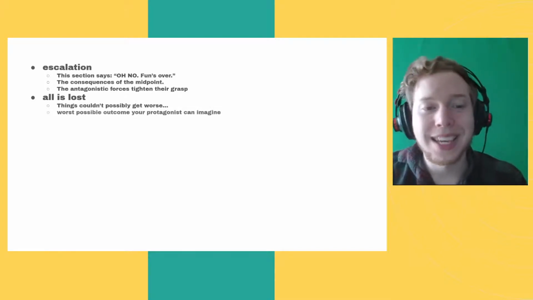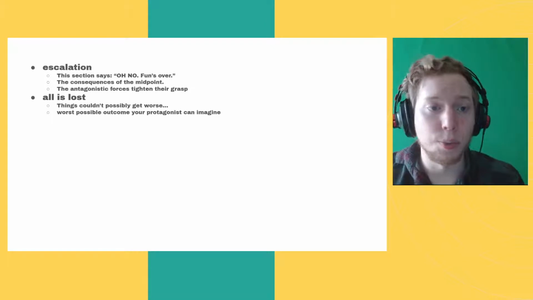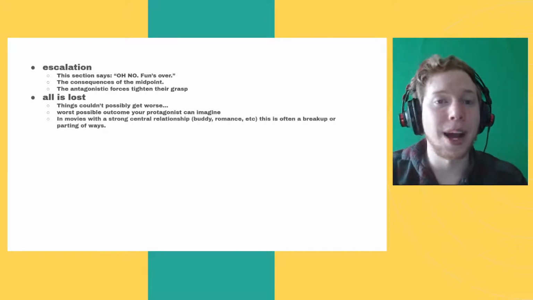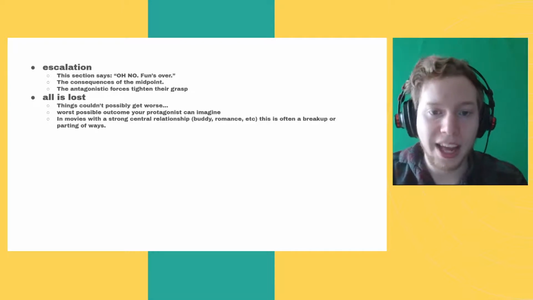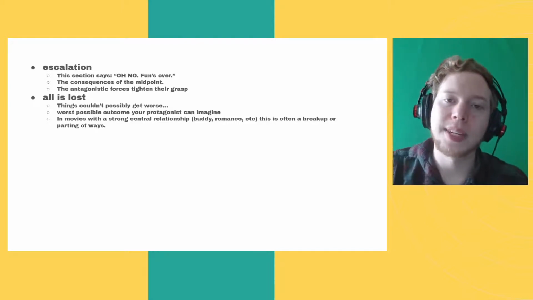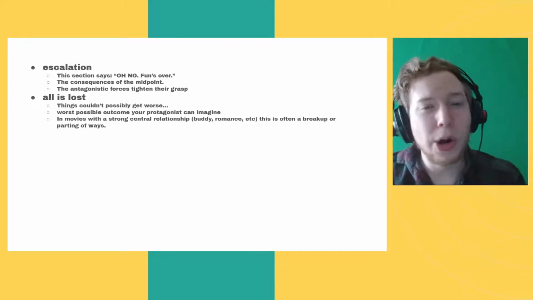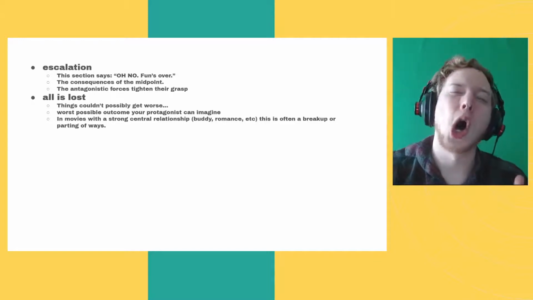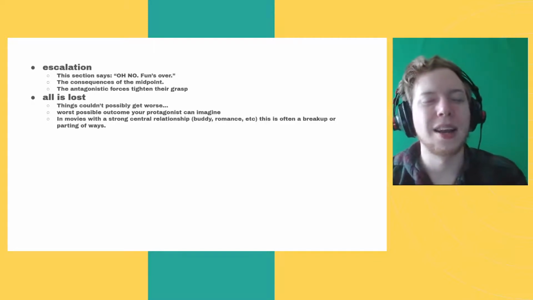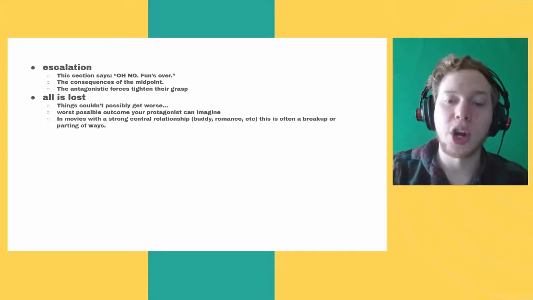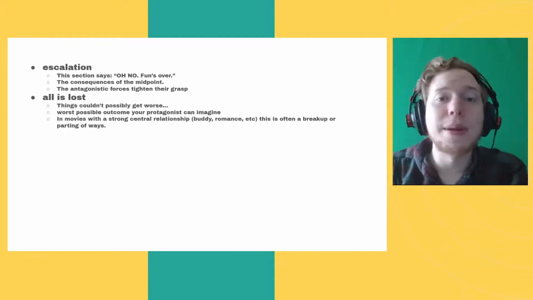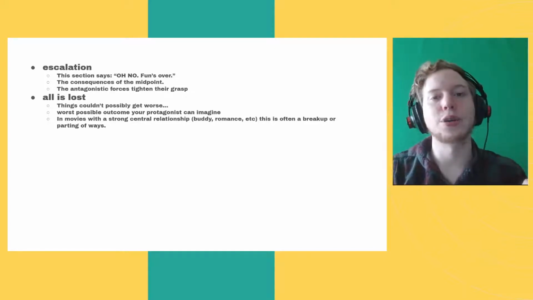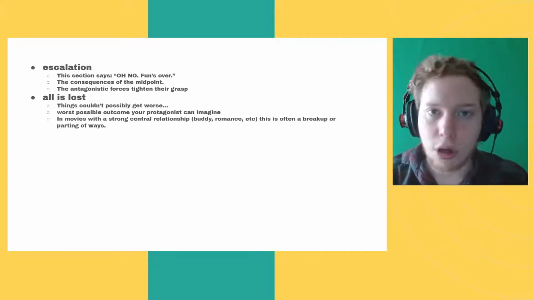All is lost is when things seem like they could not possibly get worse, and it's the worst consequence that your protagonist can possibly imagine, which might be they fail, or it seems like they are on the verge of failing. And in stories with a strong central relationship, often this is a breakup or parting of ways. In TV, if there's a strong central couple in the show, they don't have to break up in the pilot, but it might be a fight between them, a disagreement between them, just a separation of your character from the person that has been anchoring them down to earth the most.